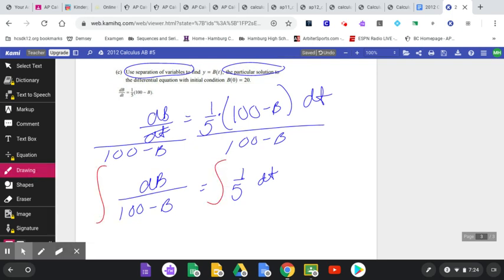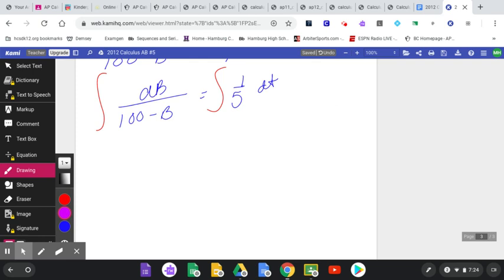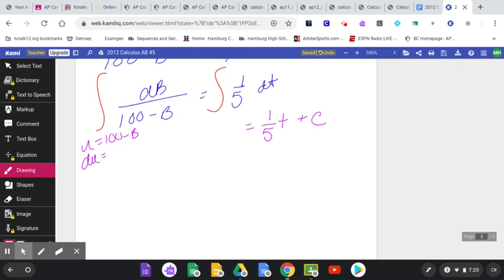Slap those integrals on, and now this is where we have to be extremely, extremely careful. Don't just jump the gun here. This side's the easy side. I just get my 1/5 t plus c, bam, piece of cake. This side over here, you've got to use the u sub. If u is equal to 100 minus b, du is equal to negative dB. And then I'll have to get that dB by itself, so negative du is equal to dB.